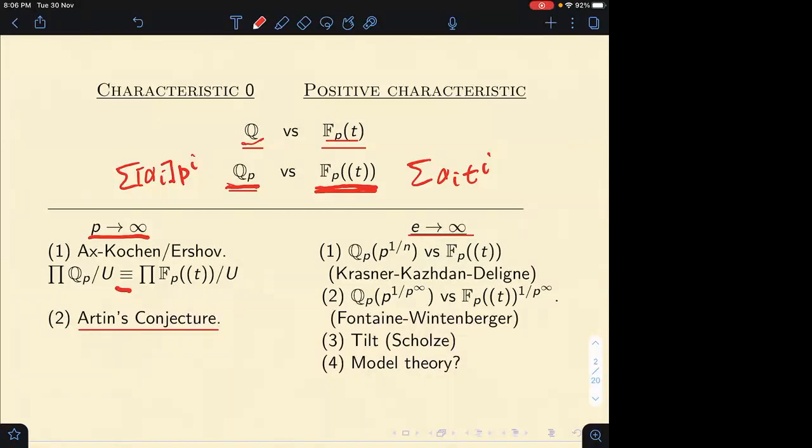The second method, okay, there are other applications which I will not discuss now, because I actually want to focus on the second method, which is perhaps less well known to model theorists.